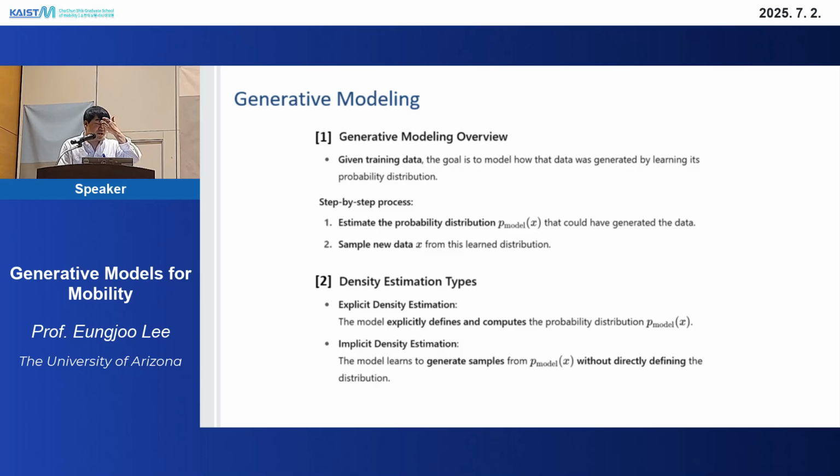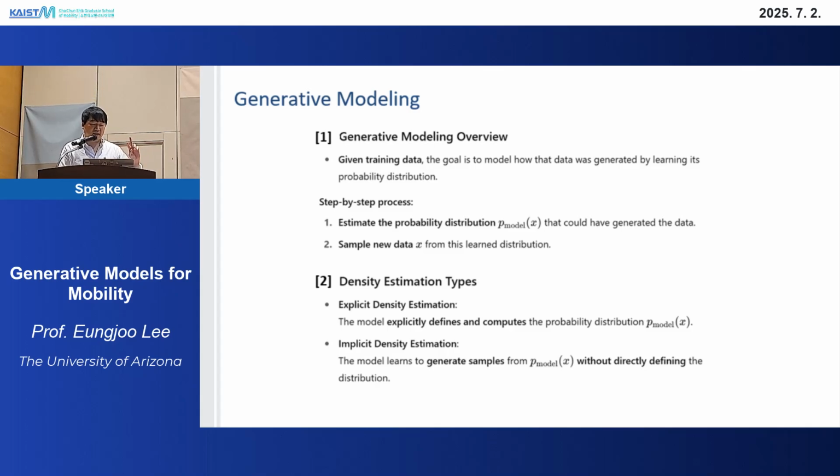So in generative modeling, first of all, given training data, the goal is to model how the data was generated by learning its probability distribution. First, you estimate the probability distribution, which is P_model(x), that could have generated the data, and you try to sample a new data point, x, from this learned distribution. This is the basic concept of generative modeling.